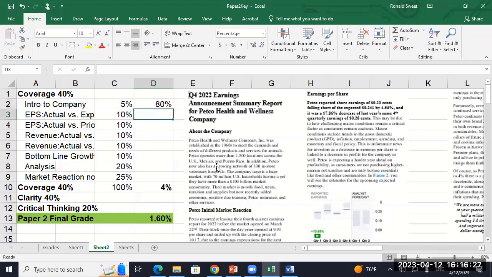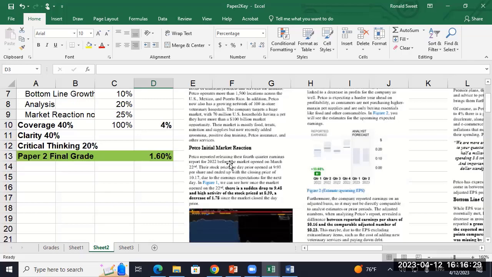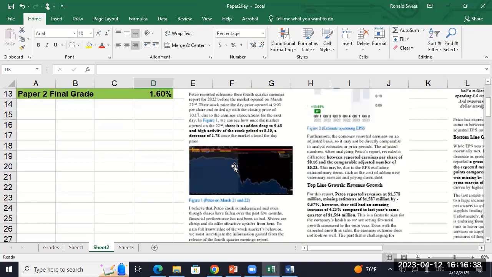All right, EPS versus actual. They reported fourth quarter earnings on March 24th. Their stock price today. Now they're going right to the stock price. You can do that. There's a sudden 9.4% of the price at 8.39, a decrease of $1.78.